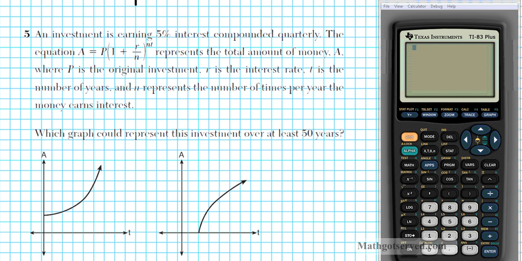All right, let's take a look at the last one, problem 5. It says an investment is earning 5% interest compounded quarterly. The equation A equals P times 1 plus r over n, raised to the nt, represents the total amount of money A, where P is the original investment, r is the interest rate, t is the number of years, and n represents the number of times per year the money earns interest. Which graph could represent this investment over at least 50 years?